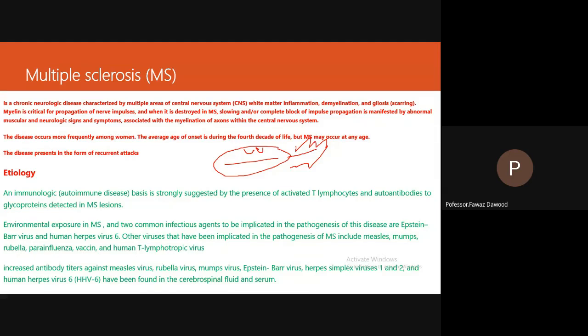Some consider it an autoimmune disease, and some consider it to be caused by a virus, whatever type of virus, possibly measles and mumps. Nobody knows exactly till now. Human herpes, and sometimes herpes simplex virus type 1 or type 2 have been detected. They could even detect the virus in the cerebrospinal fluid, or sometimes they detected antibodies against these types of virus.